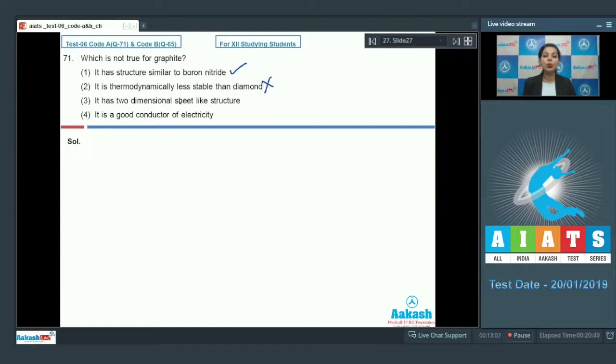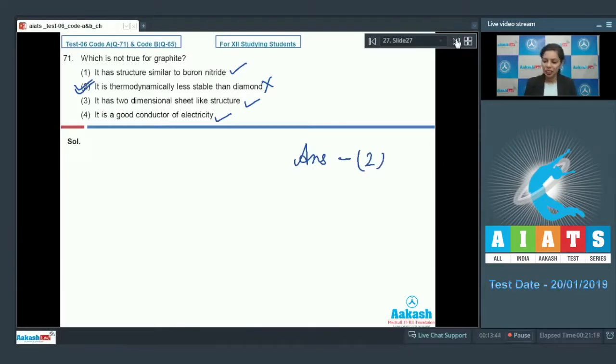Further, it has two-dimensional sheet-like structure. You know the structure of graphite, that has a two-dimensional sheet-like structure. sp2 hybridized carbon is there, and between the sheets there are weak van der Waals forces, and that's why I'm choosing it as the correct one. Further, it is a good conductor of electricity. Due to the free electron, it's a good conductor of electricity also. It means only the second option consists of a wrong statement. And the answer for this question is option 2.